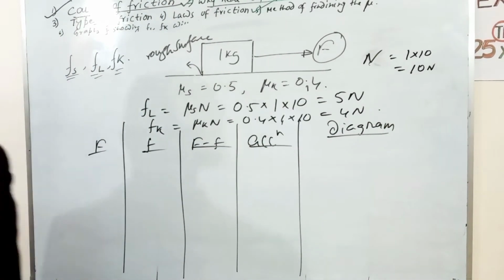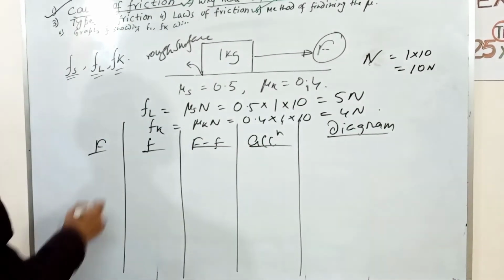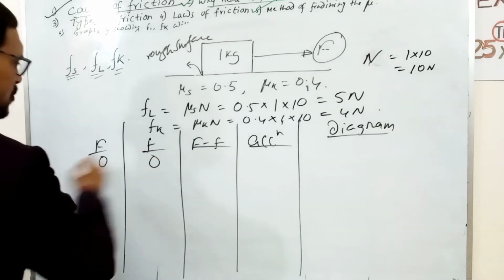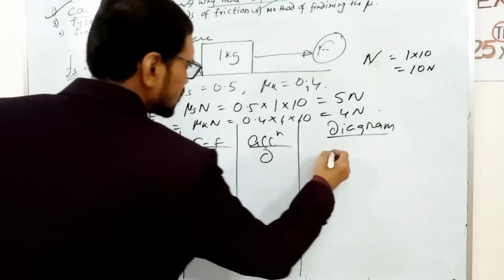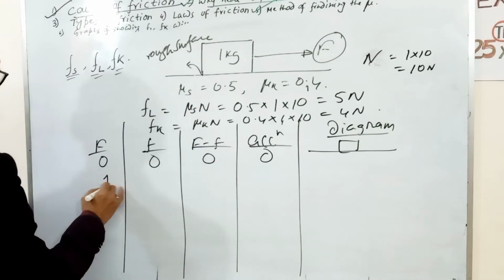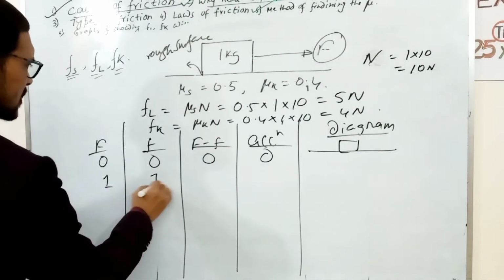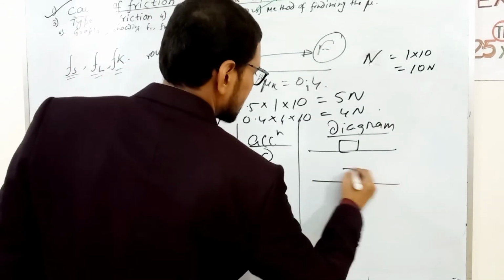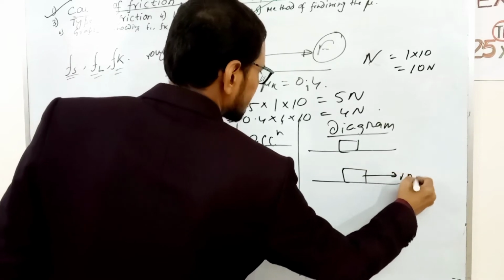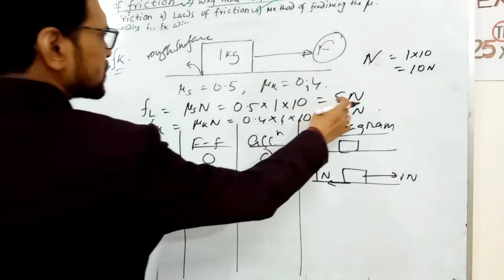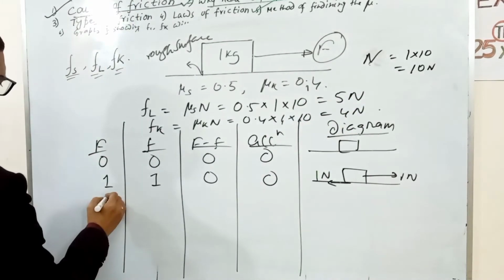Now, if we vary the applied force: first, if no force is applied, that is F equal to 0, then friction force is also 0, net force 0, acceleration 0, and the diagram shows no force. Now if we apply 1 newton force, then friction force is 1 newton, net force is 0, acceleration is 0. So here 1 newton force, and in this direction friction force 1 newton, and the maximum friction force is 5 newton.